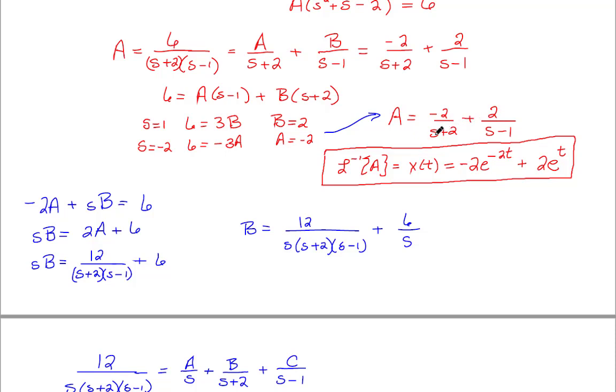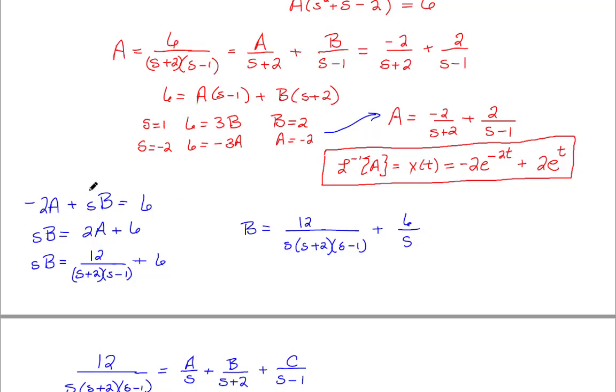Taking the inverse Laplace transform of it, I get x of t. We should recognize 1 over s plus 2 is e to the minus 2t. 1 over s minus 1 is e to the t, with the corresponding constants in the front.